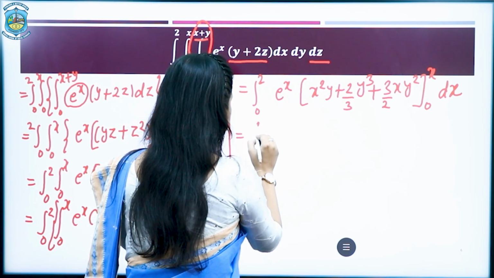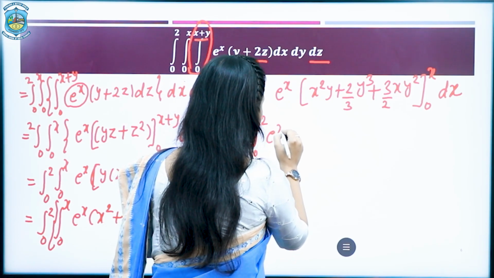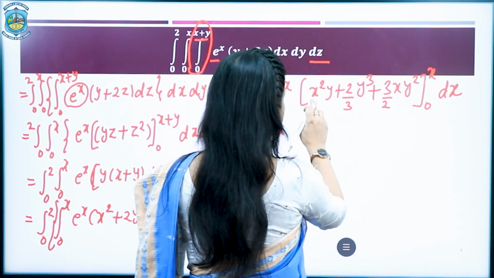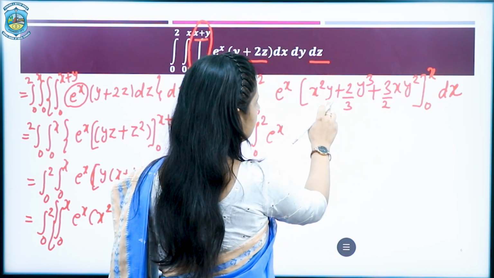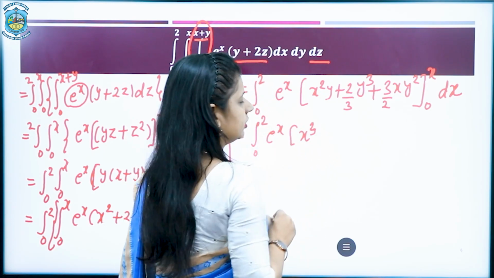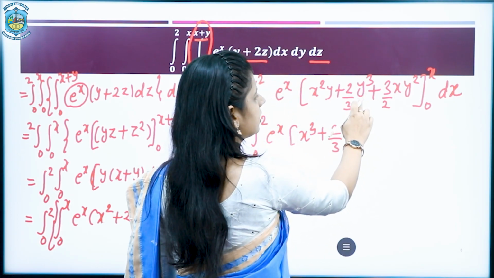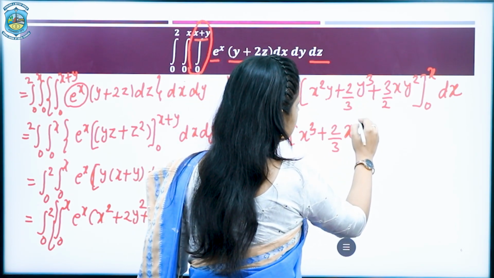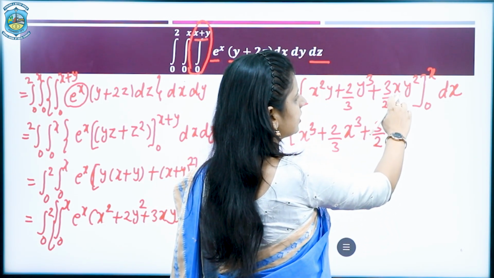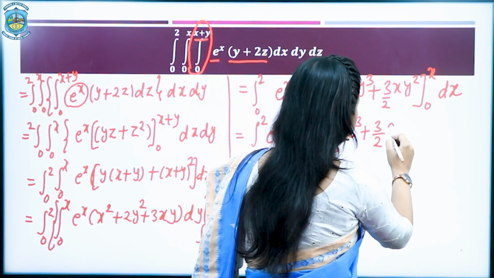Now we will apply the limits. Here we will get 0 to 2, e to the power x as it is. We will write y equal to x. So here we will get x square multiplied with x, that is x cube, plus 2 by 3, we will substitute y equal to x. So here we will get x cube, plus 3 by 2, this x as it is, we will write y equal to x. So x into x square, that is x cube.